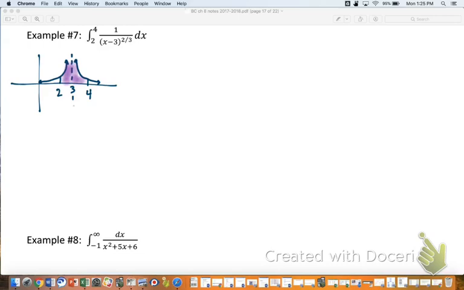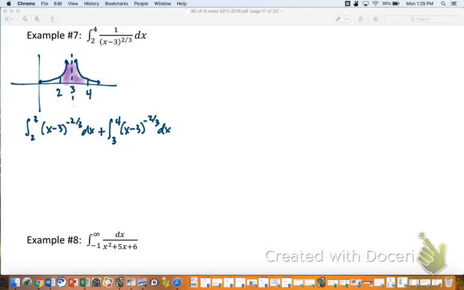I want to make sure that you would have this set up right. Maybe split up the integral to begin with. So it'd be the integral from 2 to 3 of (x minus 3) to the negative 2/3 dx plus the integral from 3 to 4 of (x minus 3) to the negative 2/3 dx. Does that make sense? I think you really need to split it up like that.